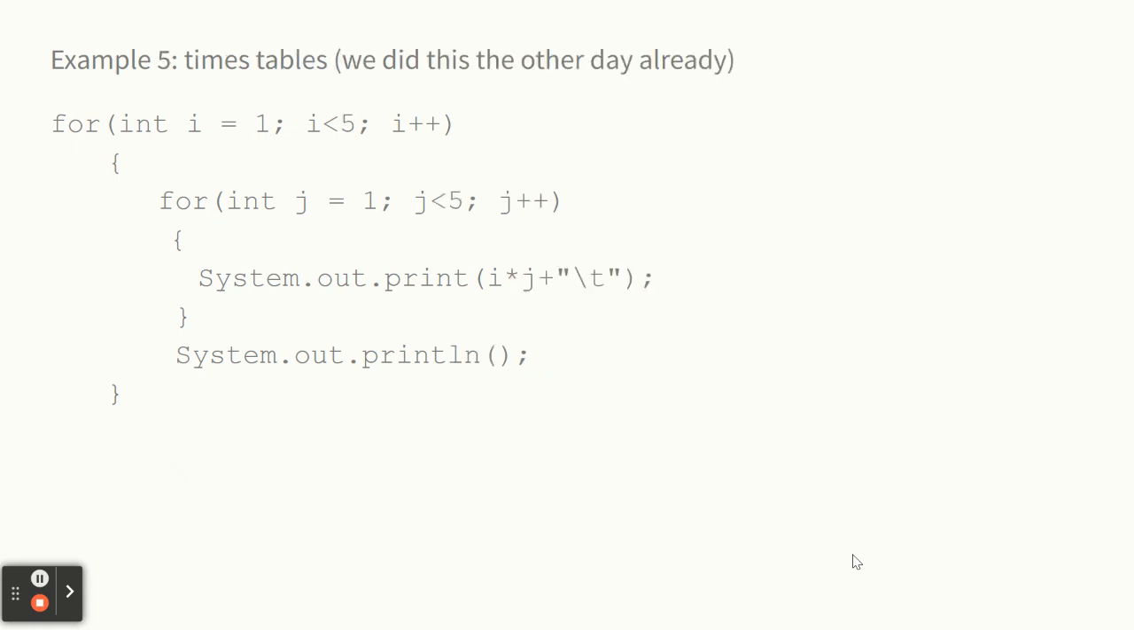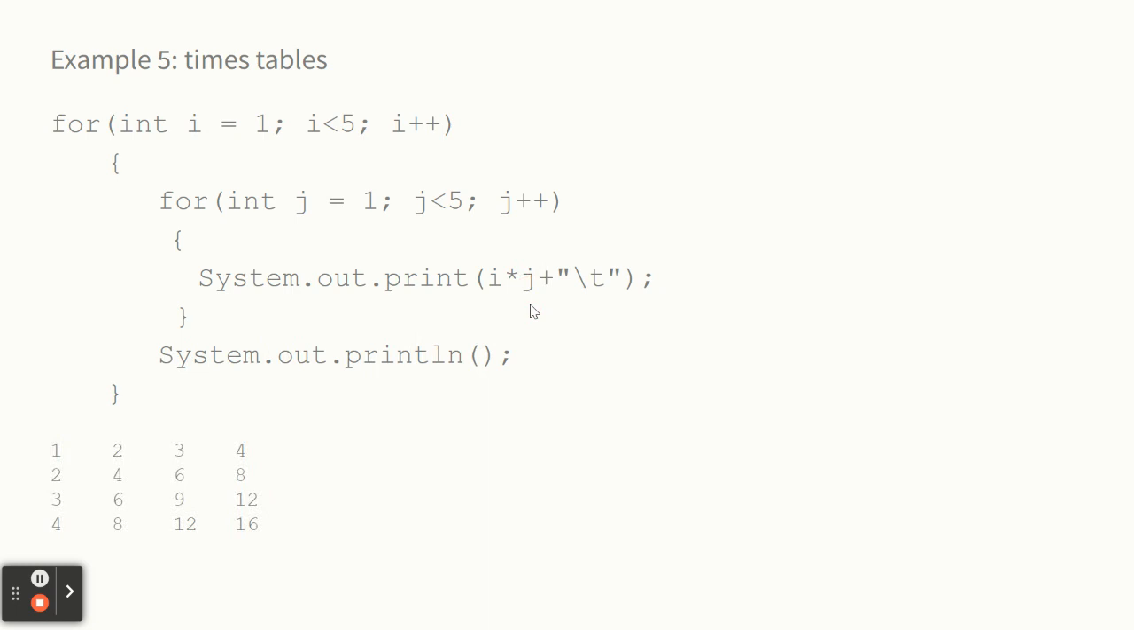All right. This one, I'm telling you, I guess it's timetables. We did one like this the other day. I goes from 1 to 4. J goes from 1 to 4. And look, inside we're printing I times J. So it'll be 1 times 1, 1 times 2, 1 times 3, 1 times 4, and then a new line, 2 times 1, 2 times 2. Anyway, it prints this out. So you could go, oh, what's 3 times 3? It's 9. Or 4 times 4 is 16. Or 4 times 3 is 12.